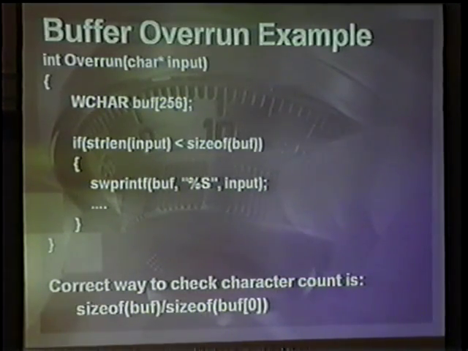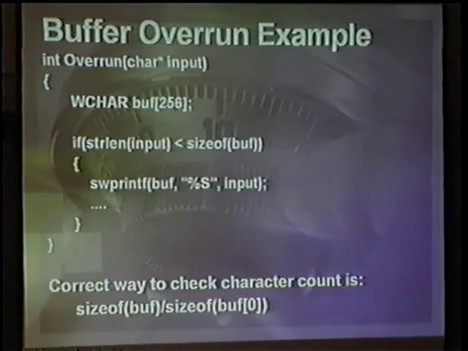We've got a 256 character buffer. That buffer is 512 bytes long, okay? Now, sizeof buff is 512. Strlen of input could be whatever input is. In the case where strlen of input is between 256 and 512, now we've got an exploitable condition. We're going to overflow that buffer.